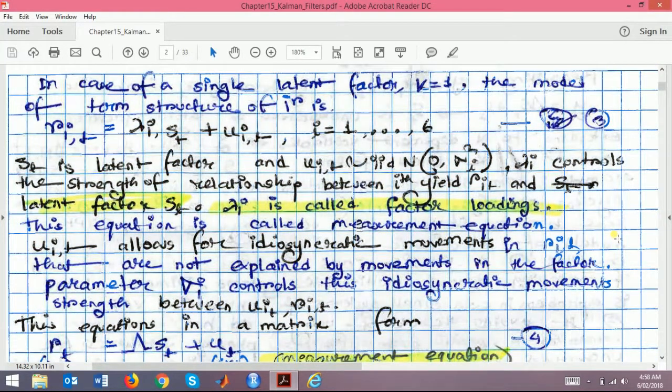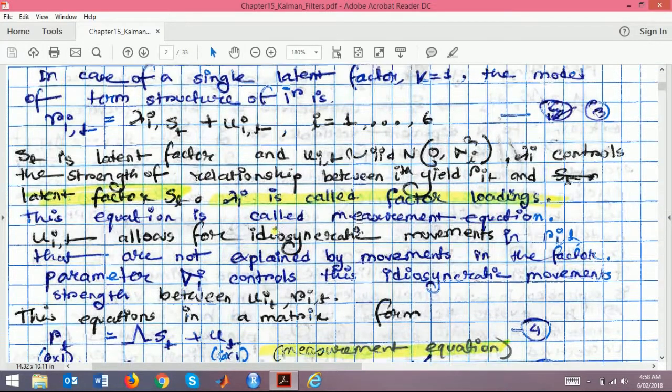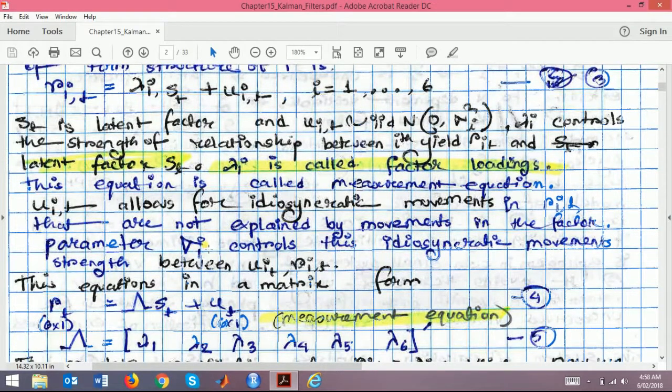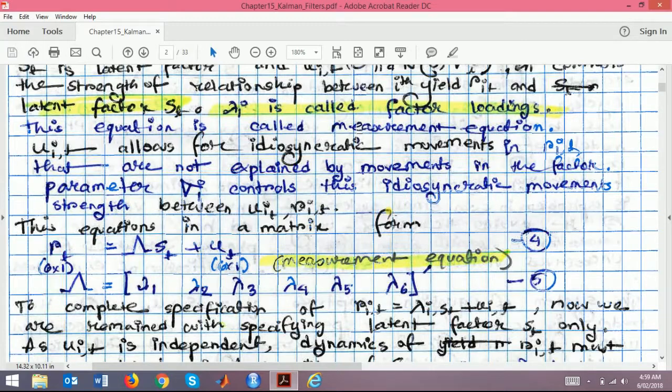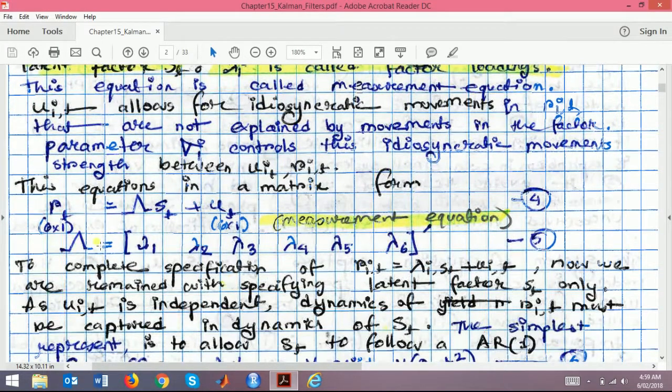This equation is also called a measurement equation, where the residual ui,t allows for idiosyncratic movements in interest rates that are not explained by movements in the factor. Hence the parameter sigma i controls these idiosyncratic movements. Now, in matrix form, we can simply write this equation as Rt equals capital Lambda st plus ut, which is a measurement equation, and the capital Lambda encapsulates lambda 1, lambda 2, lambda 3 up until lambda 6.